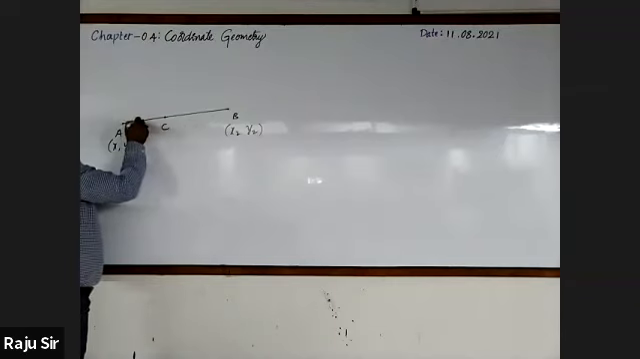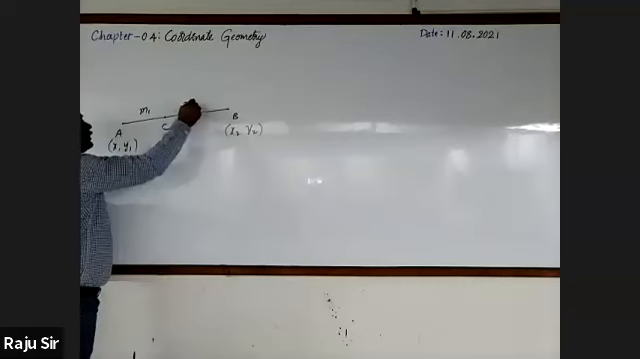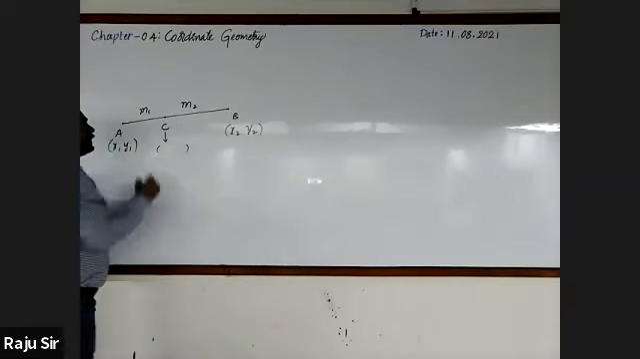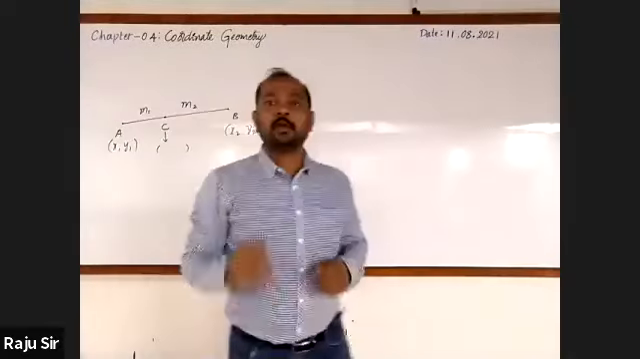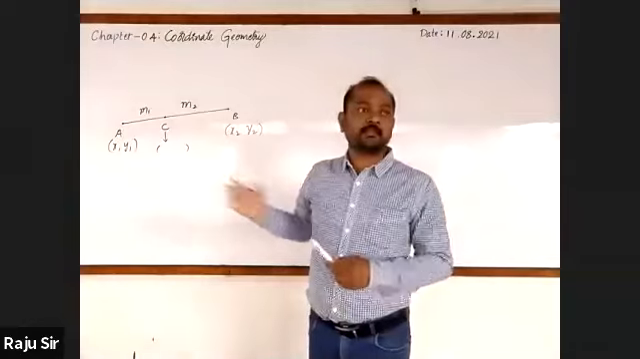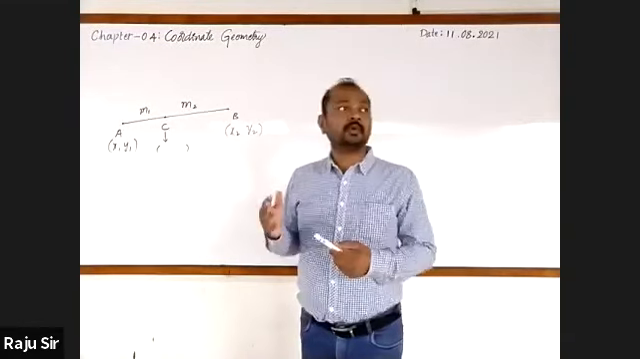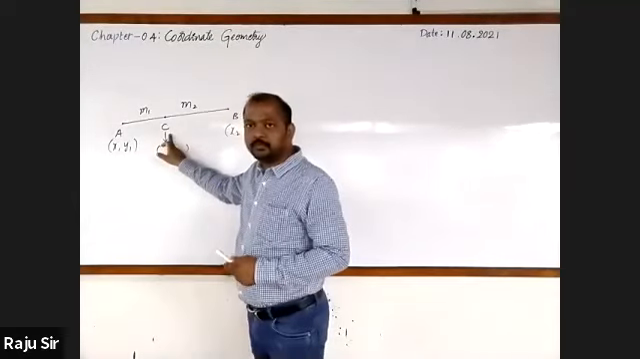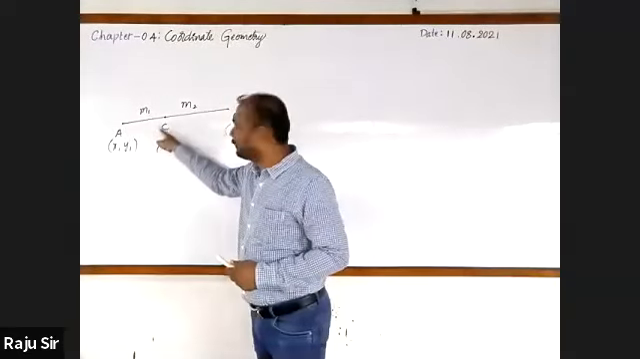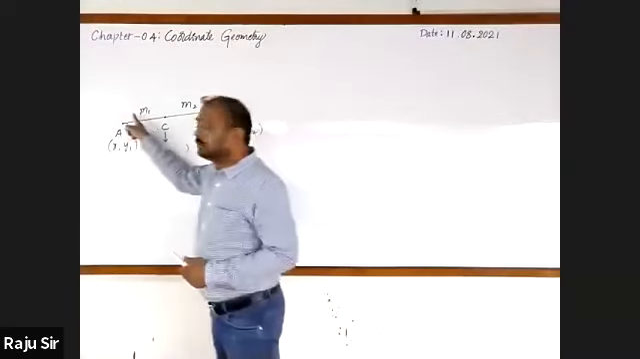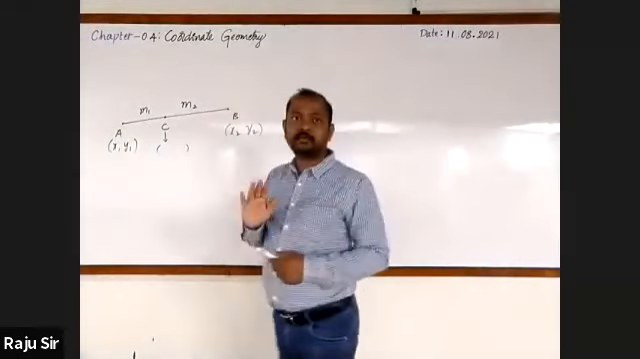This point will divide the whole line in the ratio m1 is to m2. We need to find out the coordinates of the point C. For finding the coordinates of the point C, we will use section formula. Hence, you can define this as the formula used to find out the coordinates of a point which divides the given line in the given ratio, right?